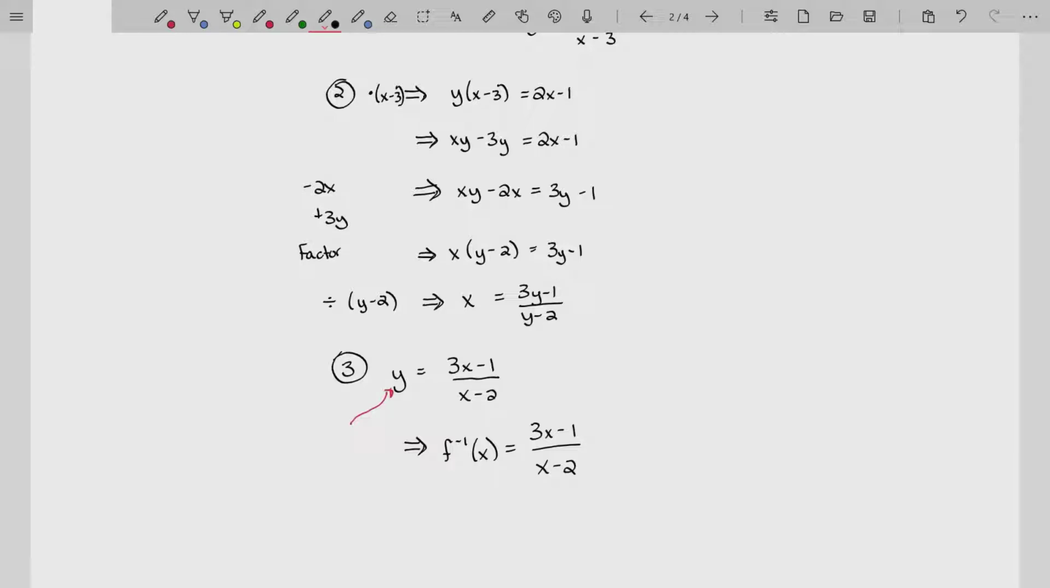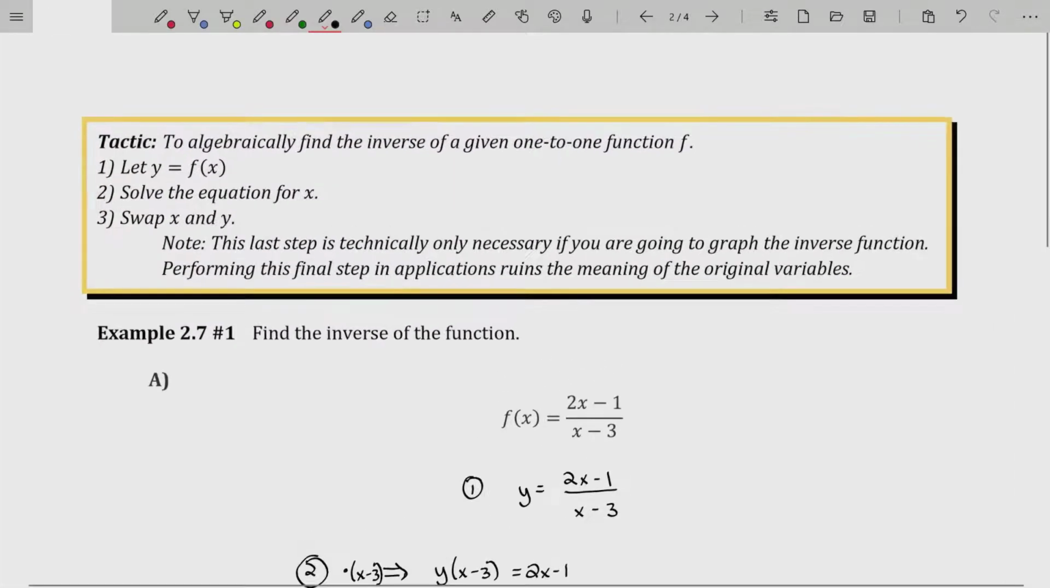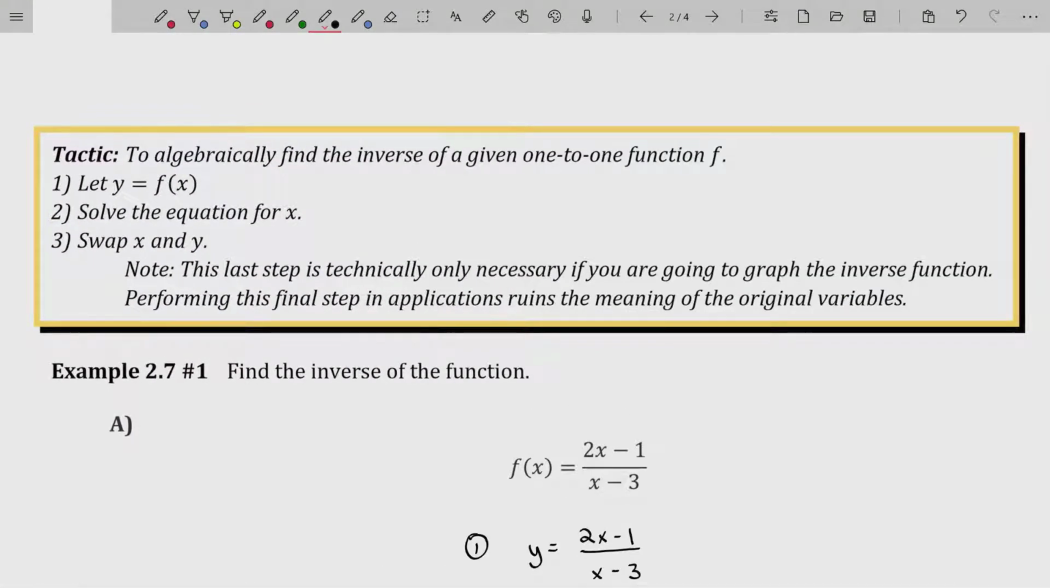Now again, there's a significant caveat here. Something that maybe your algebra instructor from the past might have mentioned, but I mention this anytime I teach this topic. That last step is technically only necessary if you're going to graph the inverse function. Performing this final step in applications ruins the meaning of the original variables. So if I was working with an application, I actually would not do that last step. I would avoid swapping variables because in an application, you ruin what the meaning of the variables are. And I'll give an example of that in a few moments.